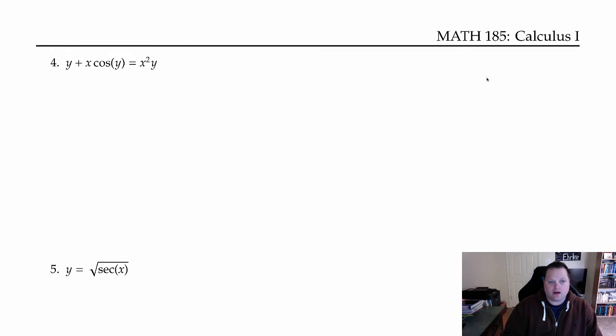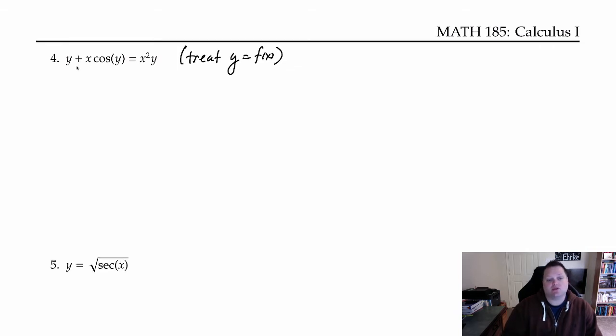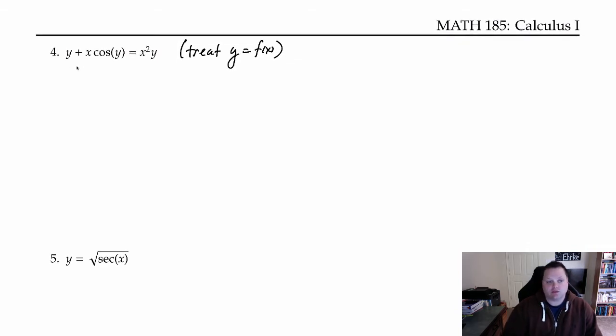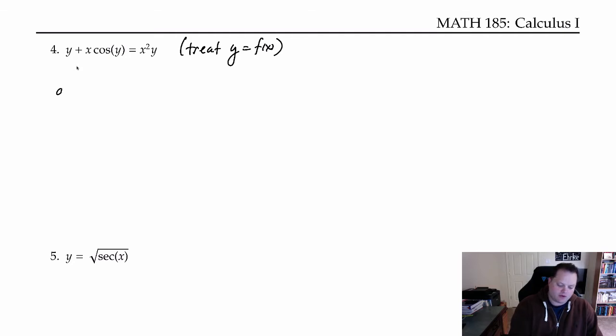All right, another example. Here we have an implicit function. Because of the cosine of y here, there's not a good way to write this as y equal a function of x. So I have to treat y as though it's a function of x, and then use chain rule. Anytime I take the derivative of a y term, I have to multiply by dy dx. So we'll start by taking the derivative of both sides.